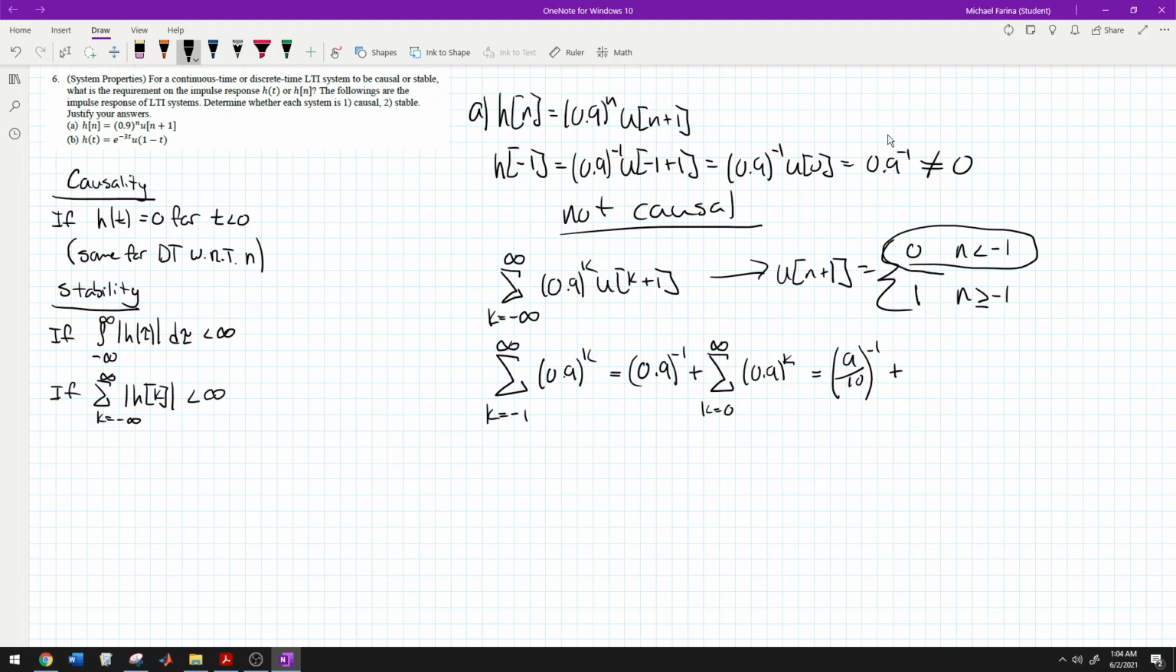Now it's in that good form, and we can simplify it. That's plus 1 over 1 minus 0.9, since this is less than 1. So 0.9^(-1) is 10 over 9, the reciprocal of 9 over 10, plus 1 over 1 minus 0.9, so 1 over 1 tenth, which is 10. That equals 10 over 9 plus 90 over 9, which is equal to 100 over 9. That's 11.1 repeating.